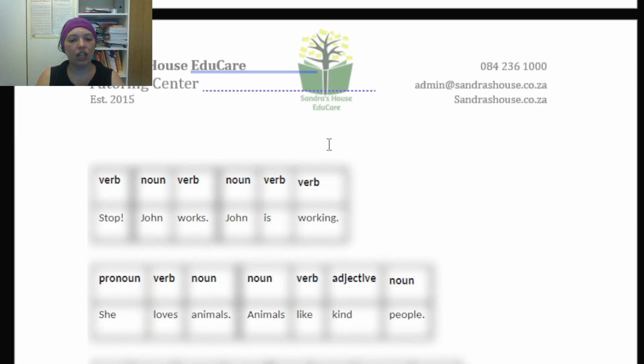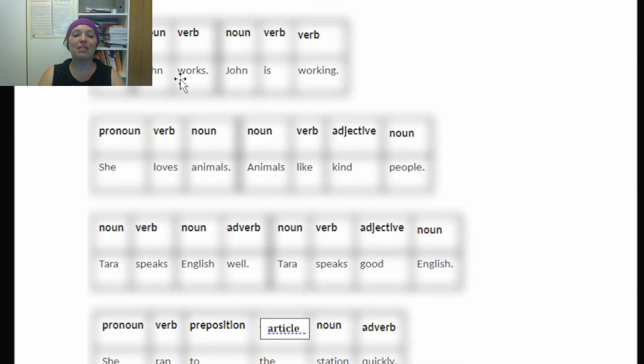Okay, wat ons nou gaan doen, we're going to look at some sentences. Okay, so here we've got, the first sentence here is stop. That's a sentence, right? Hey, stop! It's a sentence. It has a verb in it, so it's a sentence. Okay, then the next one, so I quickly want to see if this works. Yes it does. Cool.